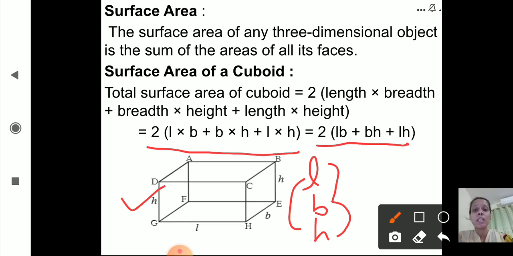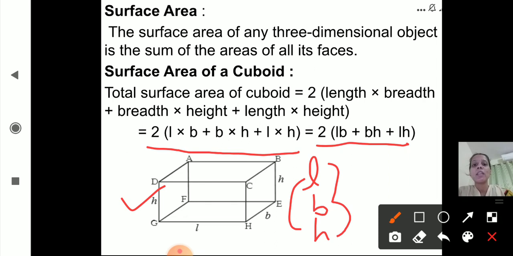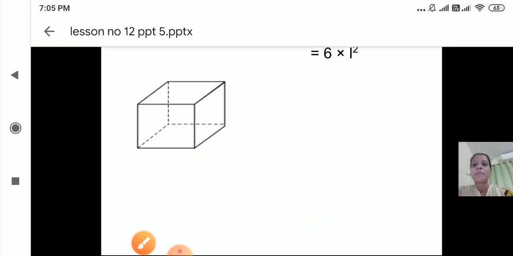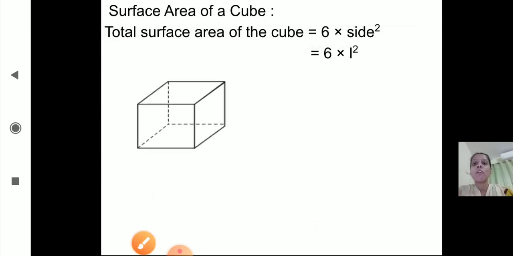Okay, and surface area means the surface area of any three-dimensional object is the sum of the areas of all its faces. Okay, and total surface area of cuboid is 2 outside the bracket, inside the bracket, LB plus BH plus LH. L into B plus B into H plus L into H. Okay. Now we'll see the next formula, that is total surface area of a cube.